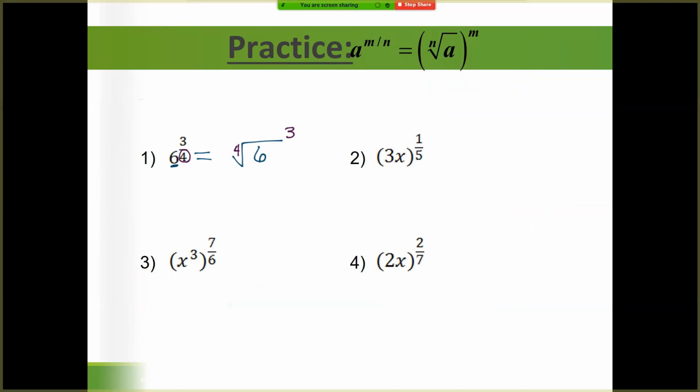So sometimes you're asked to rewrite, sometimes you're asked to simplify. The first thing I would check, do I know the 4th root of 6? No, I don't know the 4th root of 6, so we're just going to leave it. Question number 2, again, we're writing in radical form. The 3x stays normal size, except it's written underneath your radical. This time, the 1 goes up top, the 5 goes to the bottom. So 1 is your exponent, 5 is your root.